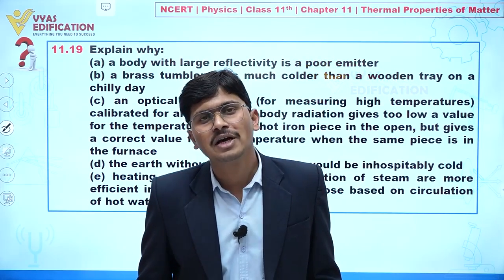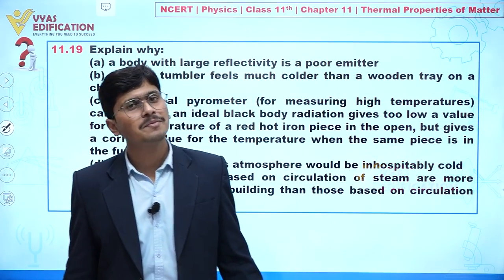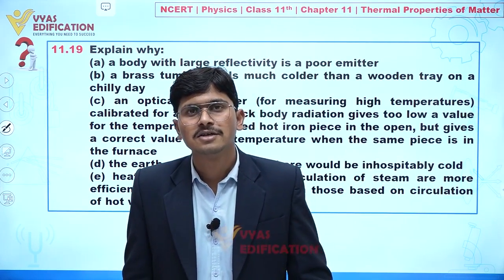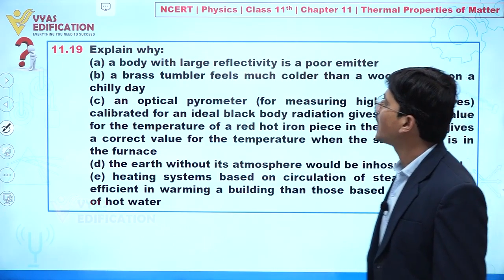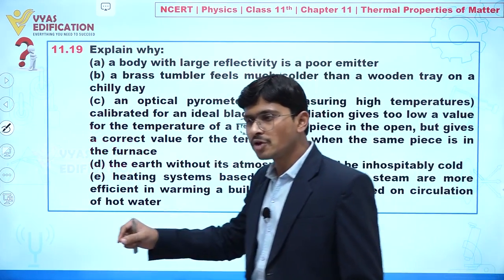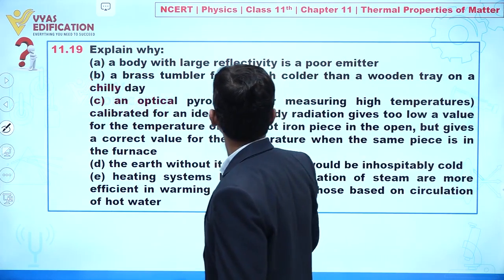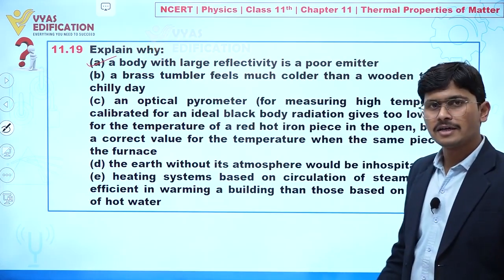At that time if we apply Kirchhoff's law of heat radiation, you can say if absorptivity is less, then emissivity or emittance is also less, clear. So we can say according to Kirchhoff's law of heat radiation, a body which is a poor absorber is also a poor emitter, clear. So if we have large reflectivity, we have poor emissivity, clear.